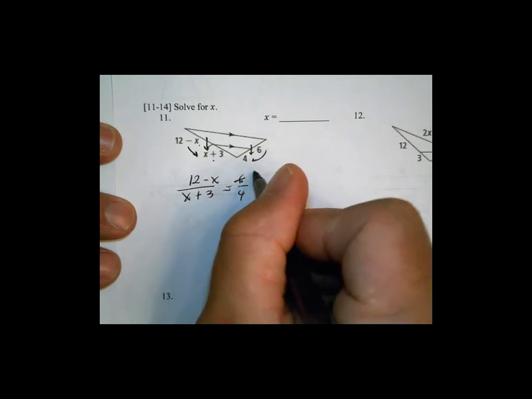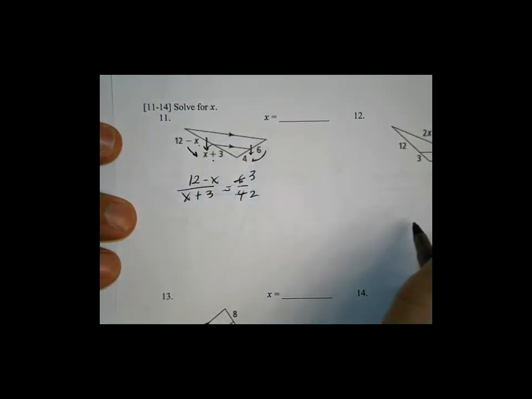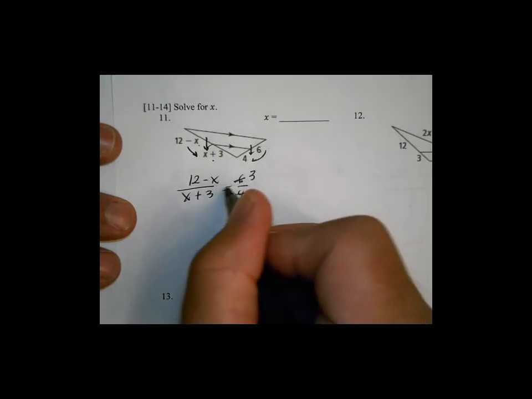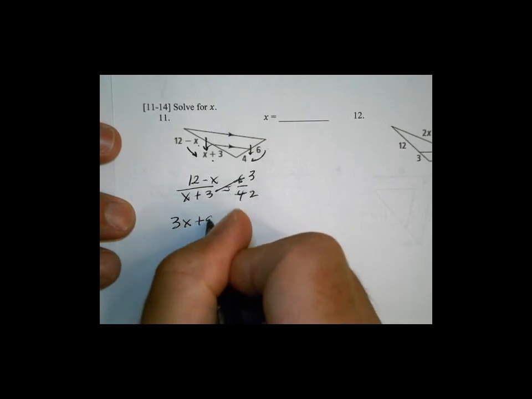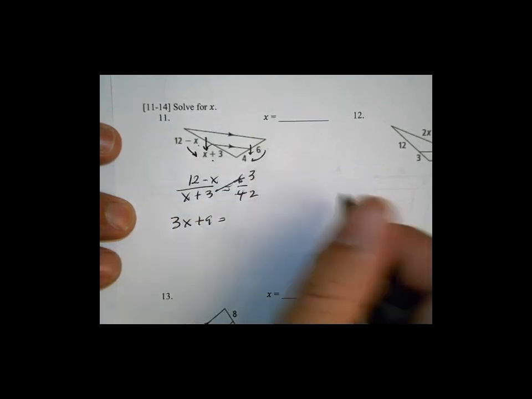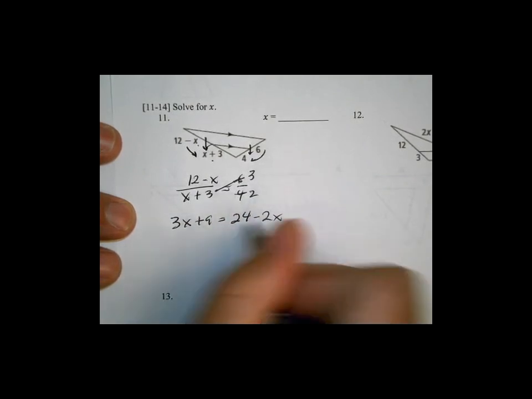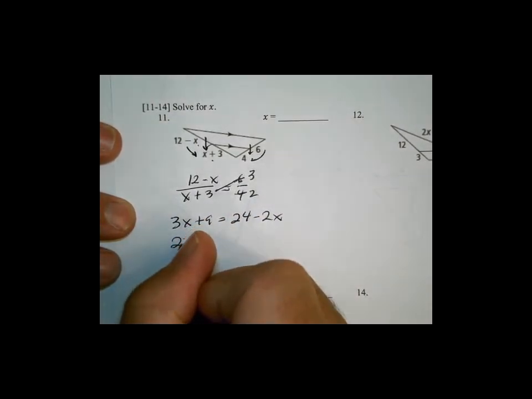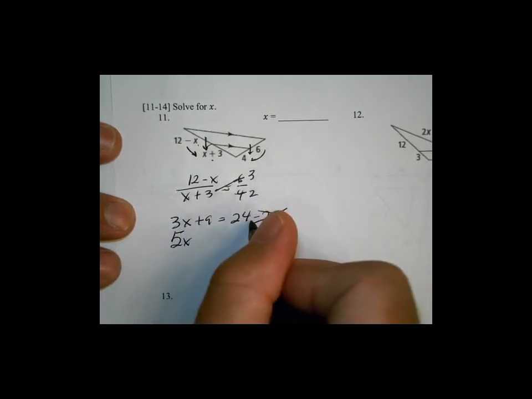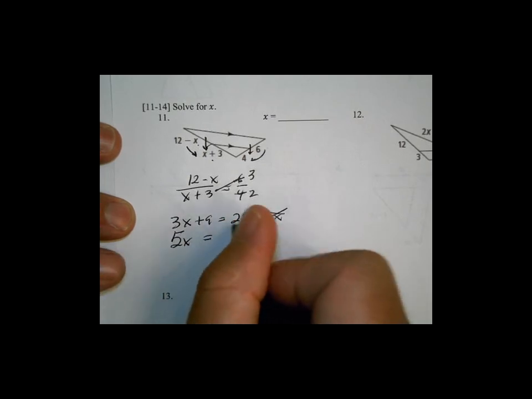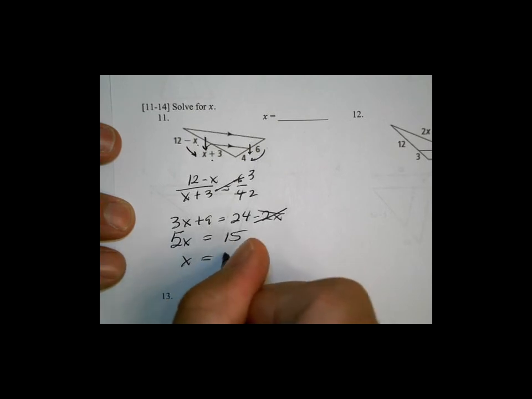I can reduce a little bit. 2 goes into 6 3 times. 2 goes into 4 twice. So now when we cross multiply, I'm going to go 3 times x plus 3 is 3x plus 9. And 2 times 12 minus x is 24 minus 2x. I'm going to add 2x to both sides, and I get 5x. That goes away. I'm going to subtract 9 from both sides, and I get 15. Divide both sides by 5, and we get x equals 3.